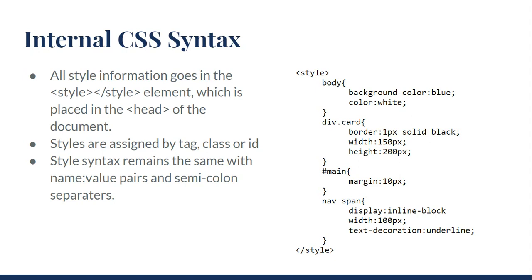The syntax remains the same when we talk about name value pairs separated by a colon, and then using semicolons to have multiple rules. So you can see just some examples on the right. The body written here is going to have a background color of blue and a color of white. Any cards inside of a div are going to have a border, a width, and a height. There's an ID called main, which has a margin. And then this has spans that are inside of navs getting a certain display.